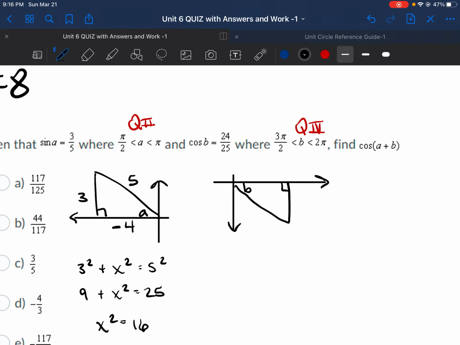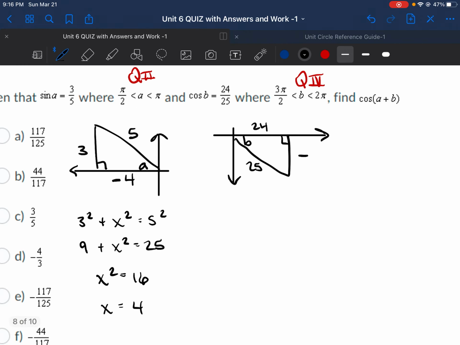Cosine of B is 24 over 25. Cosine is adjacent over hypotenuse, so here's the adjacent, 24. Hypotenuse, 25. Notice that, again, I'm going to need to find this side right here, and I'm going to go ahead and put a negative because I already know it's on the negative side of the y-axis. So just little things that I do to make sure I don't make simple but costly mistakes in the end. So let's go ahead and find that piece.